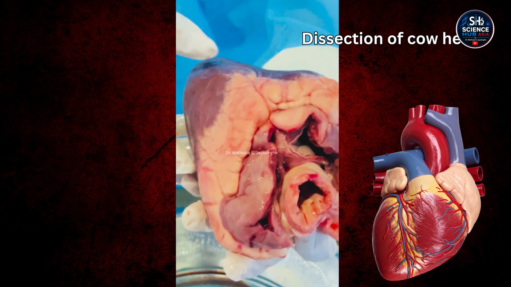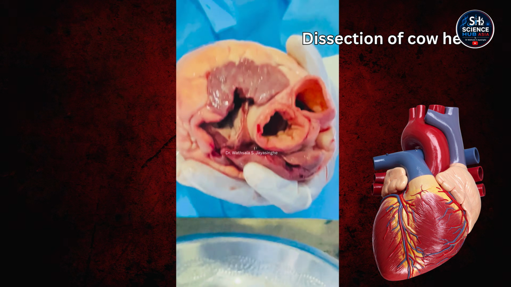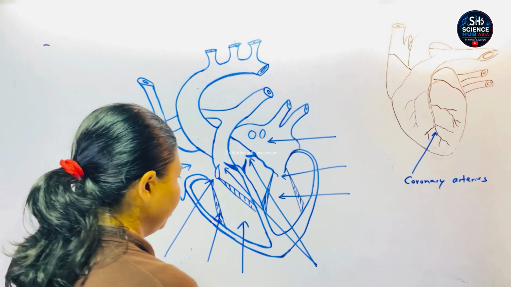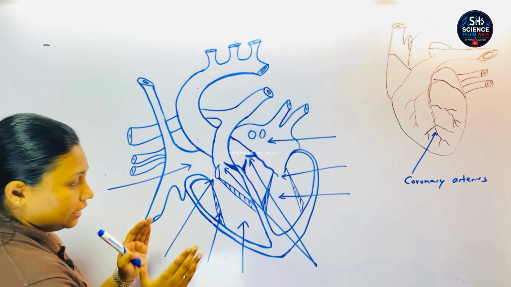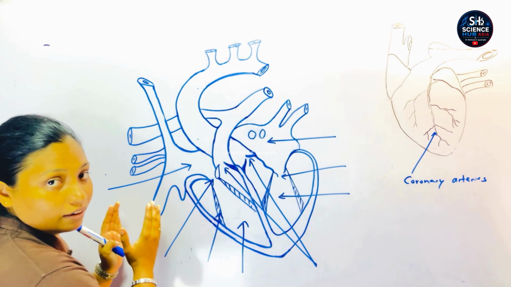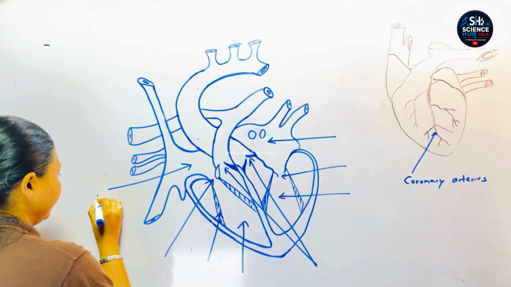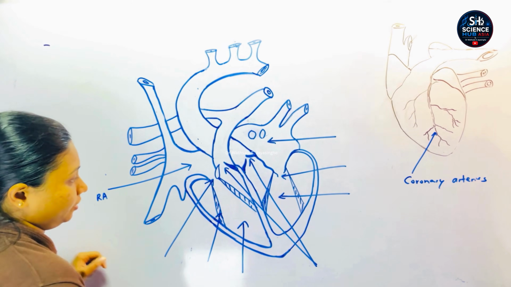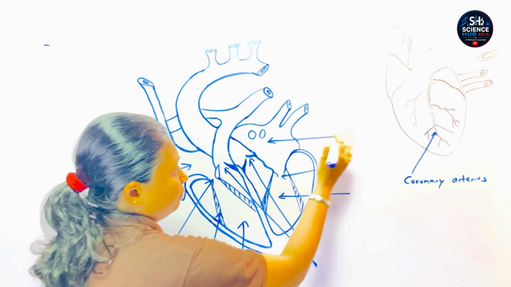What is the function? Coronary arteries. Diagram that is given in your book. So, as we discussed, upper chambers are known as atria, and this is the right side. So, this is the right atrium. And this is the left atrium.